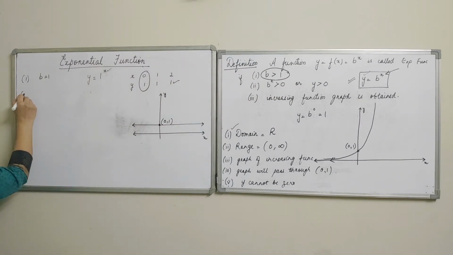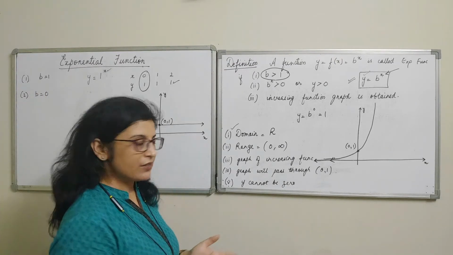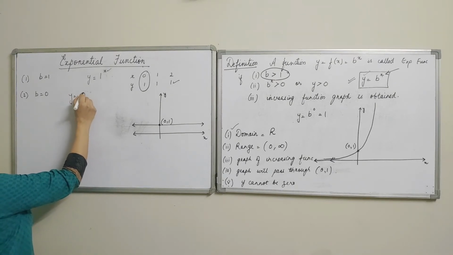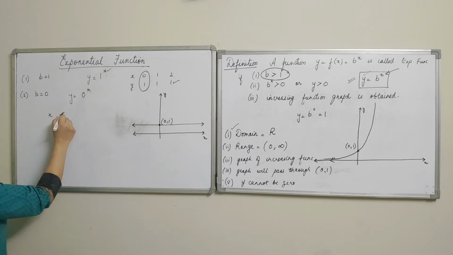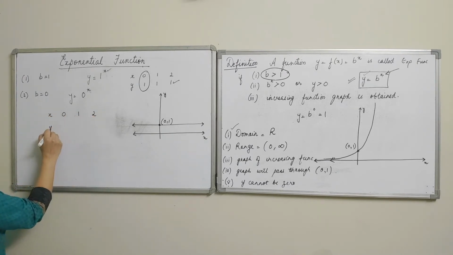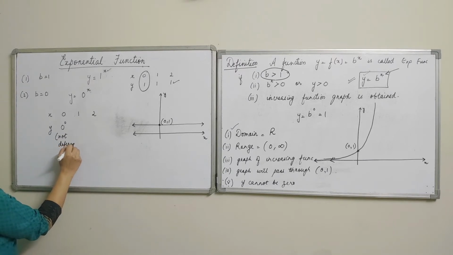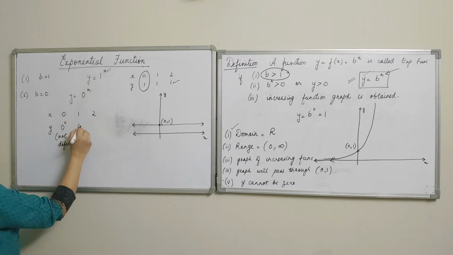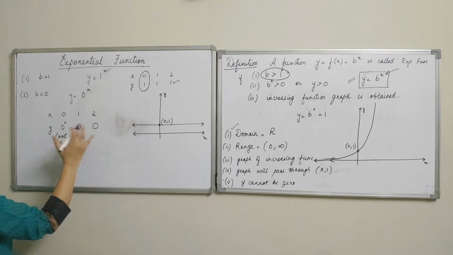Okay, if b is not 1, second situation, can b be equal to 0? If b is equal to 0, let's see then. The function is y is equal to 0 to the power x. Alright, so here let's again see x is 0, 1, 2, what is y? When x is 0, y is 0 upon 0. This is something which is not defined. When x is 1, y is 0. When x is 2, y is 0. For any other value of x, y will be 0.